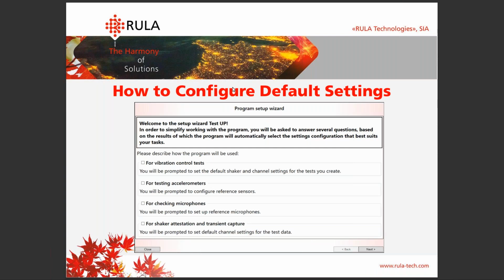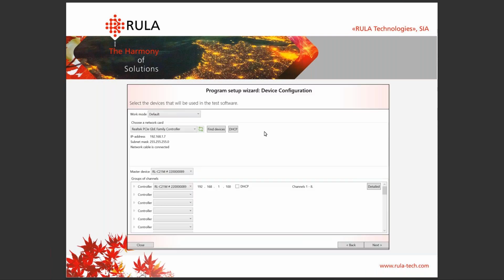Well, so in the first window, you are to choose the purpose of your testing. Next, you are to choose the work mode. So you are to choose between default, demo, and file viewer. Here you need to choose a network card and the master device. And as you can see, you can set here as many controllers as you have and as you need for your testing.